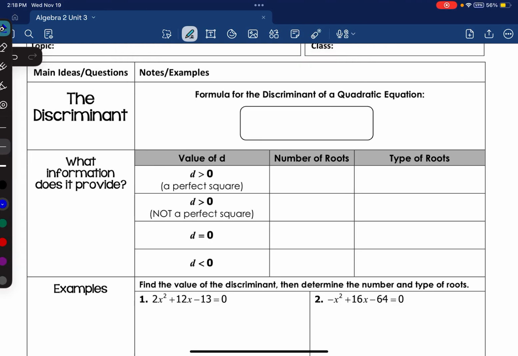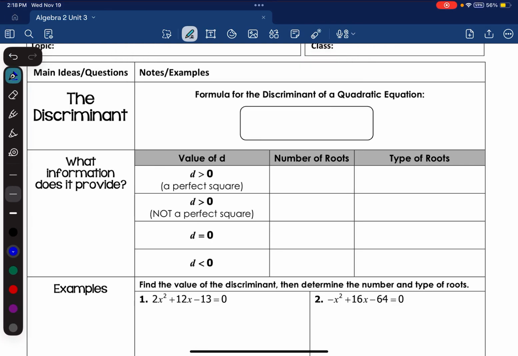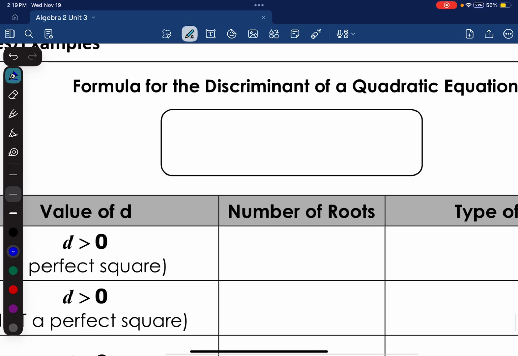All right, here is video 2 of our notes for today, choosing the best method. We are now going to learn what the discriminant is. The discriminant is just a fancy word for filling in this expression. Sorry, the expression is b squared minus 4 times a times c.